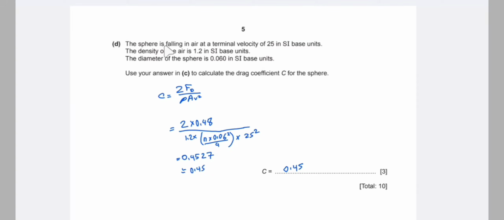Then the sphere is falling in air at a terminal velocity of 25 in SI base units. So terminal velocity of 25, and since it is velocity, it has an SI unit of meter per second. That is, the sphere is falling at 25 meter per second. The density of the air is 1.2 in SI base units.